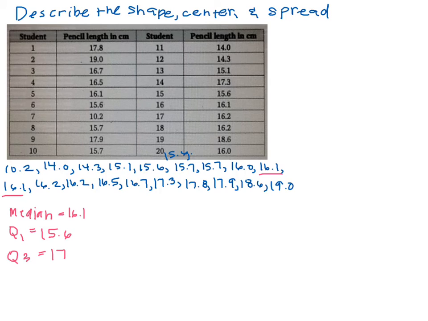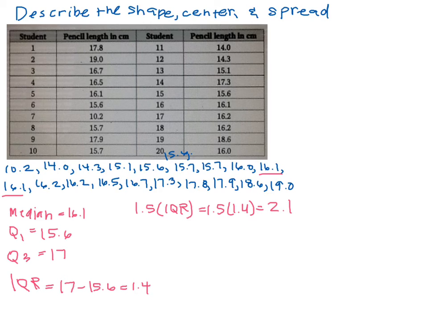Now we're going to move on to step 2, which is to find the interquartile range. And the IQR, or interquartile range, is found by doing quartile 3 minus quartile 1, which gives me 1.4. The next thing I need to do is calculate 1.5 times the IQR. My IQR in this problem is 1.4. So when I do 1.5 times 1.4, I get 2.1.